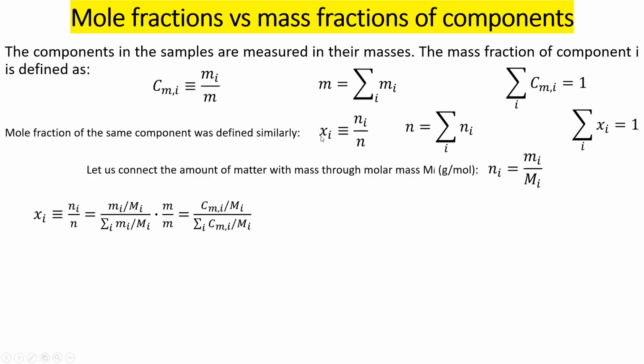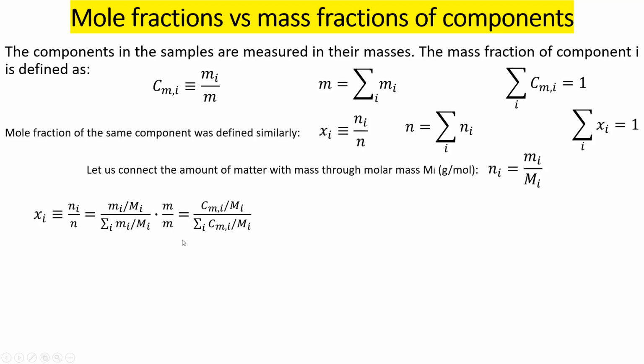And now let me rewrite this definition for Xi. This is ni divided by n. Now let me replace ni by mi small per Mi capital, divided by n. But remember n is nothing else than the sum of ni's, so divided by the sum of the same story. Now this expression here is identical with Xi.